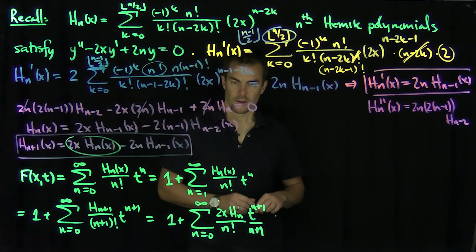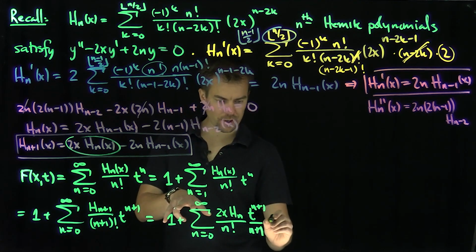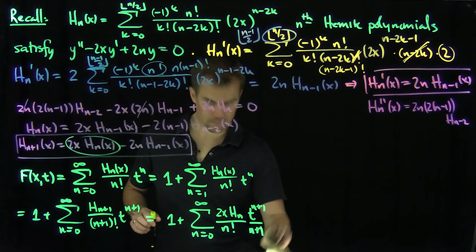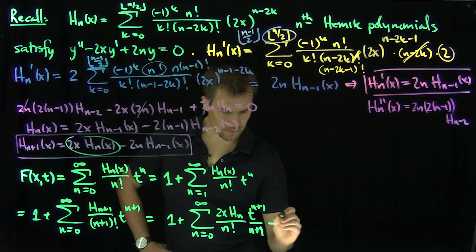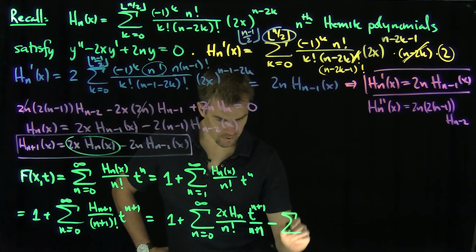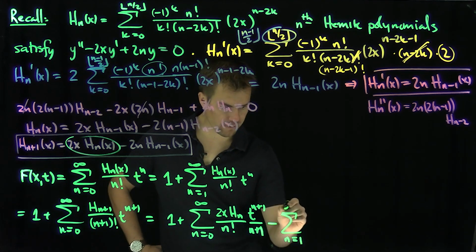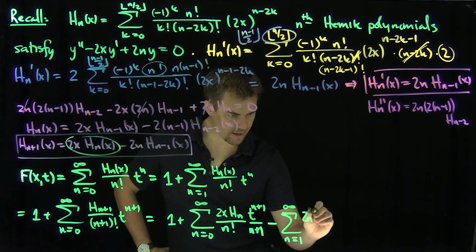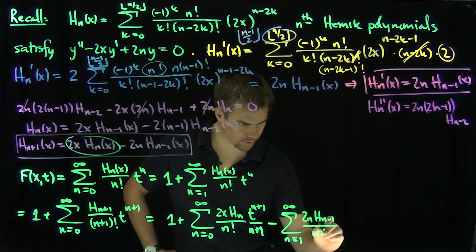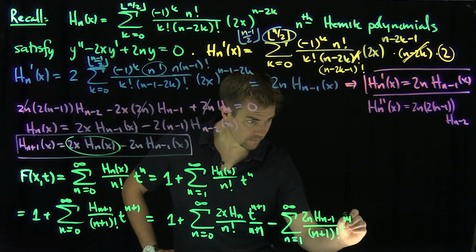Good? And then plus, the next terms over here, these are going to be minus, of course, so minus. And then we're going to have these terms over here. So minus the sum, n goes from 0 to infinity, but really it's going to be a 1, so I'm going to put that as 1 to infinity. Then we have a 2n Hn minus 1 over n plus 1 factorial, t to the n plus 1. Great.